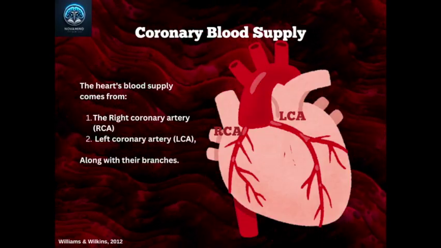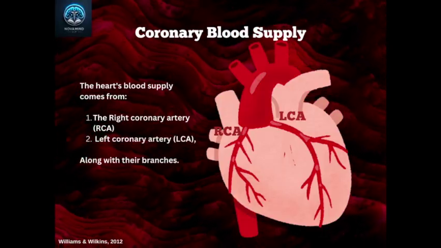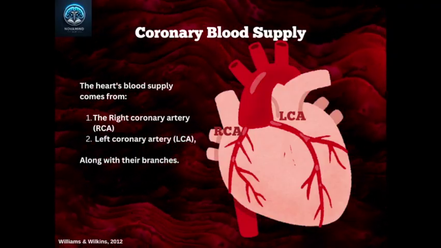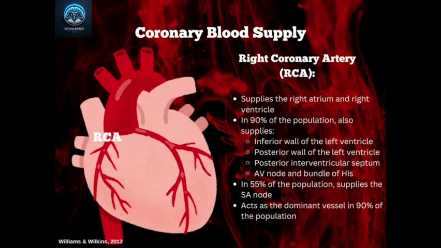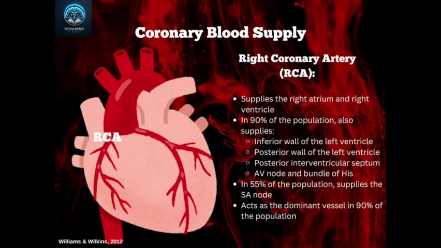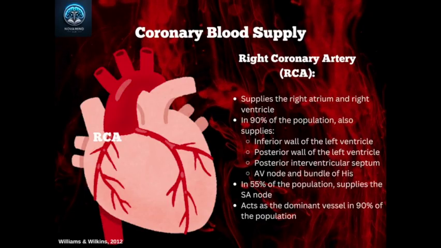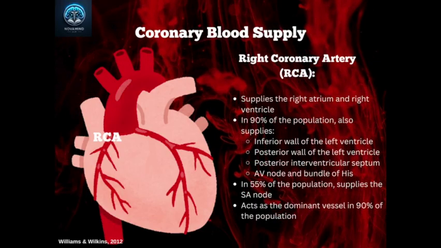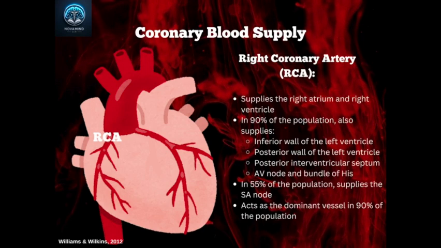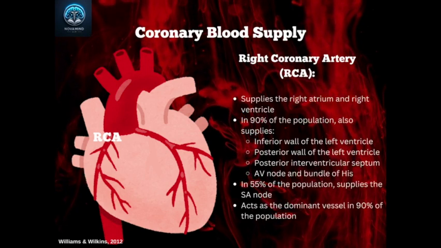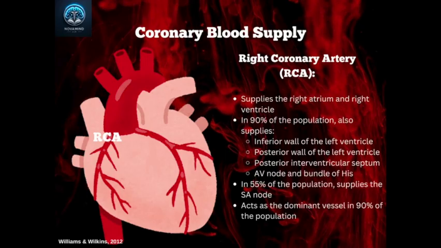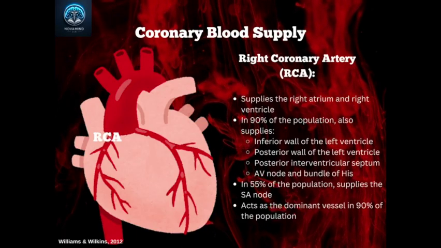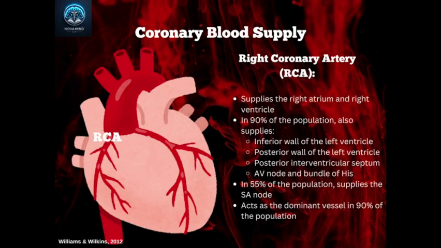The heart receives its blood supply through two main arteries, the right coronary artery and the left coronary artery, each of which branches out to cover different areas of the heart. The right coronary artery primarily supplies the right atrium and right ventricle. Additionally, in about 90% of the population, the RCA extends its supply to the inferior and posterior walls of the left ventricle, the posterior intraventricular septum, as well as the AV node and the bundle of His, which are crucial and critical components of the heart's electrical conduction system.